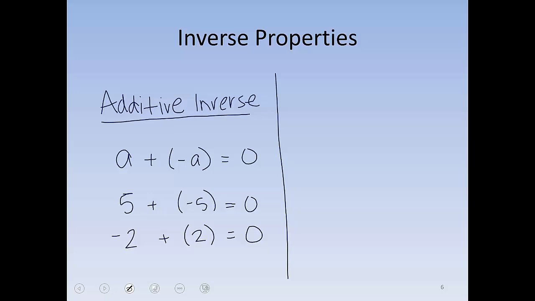The multiplicative inverse, what might that be? Well, what is going to give us a 1? So if I multiply any number times what? How do I get it to equal 1? It's the reciprocal. So it's 1 over the number.